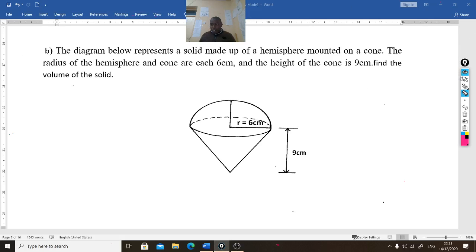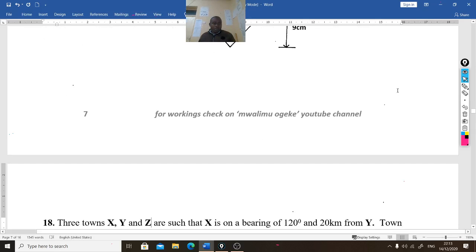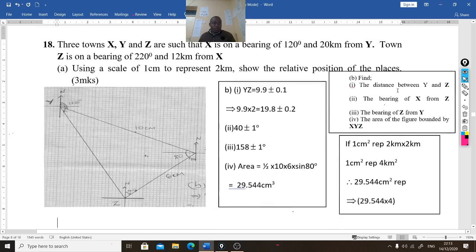Question number 18 is talking about bearing. These are from one topic.